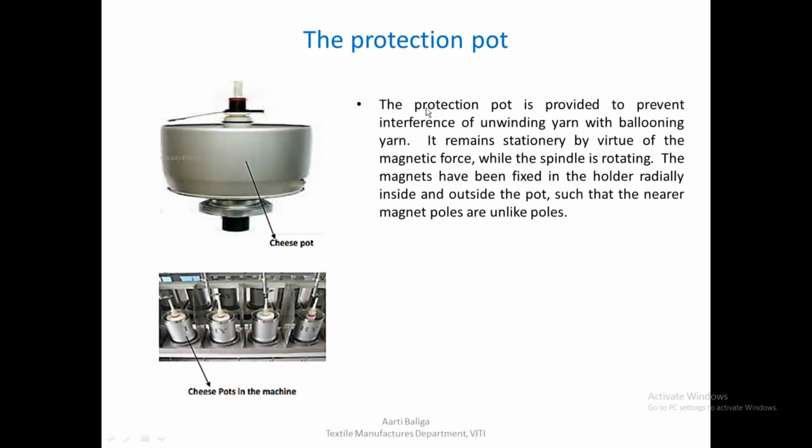The protection pot is provided to prevent interference of unwinding yarn with the ballooning yarn. So we have one yarn which is unwinding from the package, and the other yarn which will form the balloon outside the pot. And the pot is going to prevent the interference of these two yarns, or their touching each other or getting entangled and breaking. So the protection pot is provided to prevent this interference.